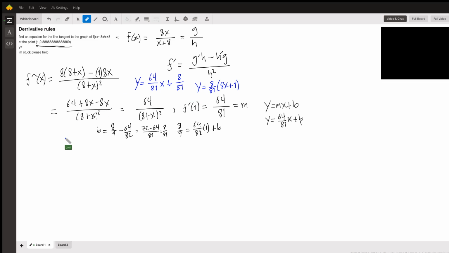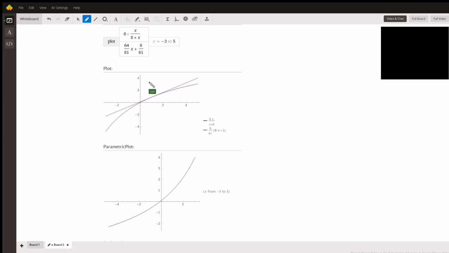And just to show you that it looks like it makes sense, on this second whiteboard here, I've gone ahead and used Wolfram Alpha to plot both the function, that is 8x over x plus 8, and then this line that we just found, 8 over 81 times 8x plus 1. And you can see right about at 1, this purple line touches our function just at that 1 point. So that is the equation of the tangent line.